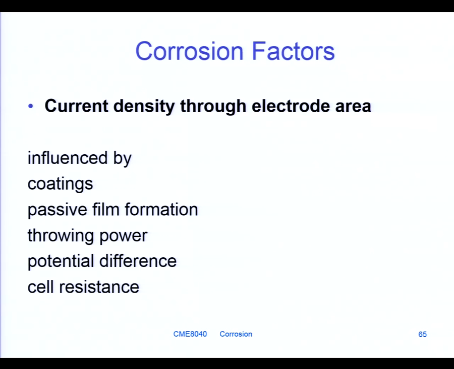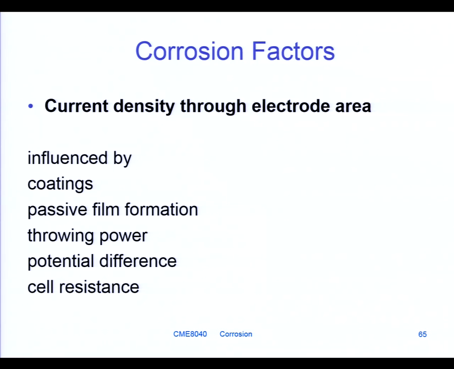So how much of the structure is exposed to the environment? Are there coatings, paint coatings on it? Are there passive films on it? What is the throwing power of the electrodes, the anode to cathode, if you like, the fall off with distance of the current? So are the anode and cathode close together, or are they a long way apart?